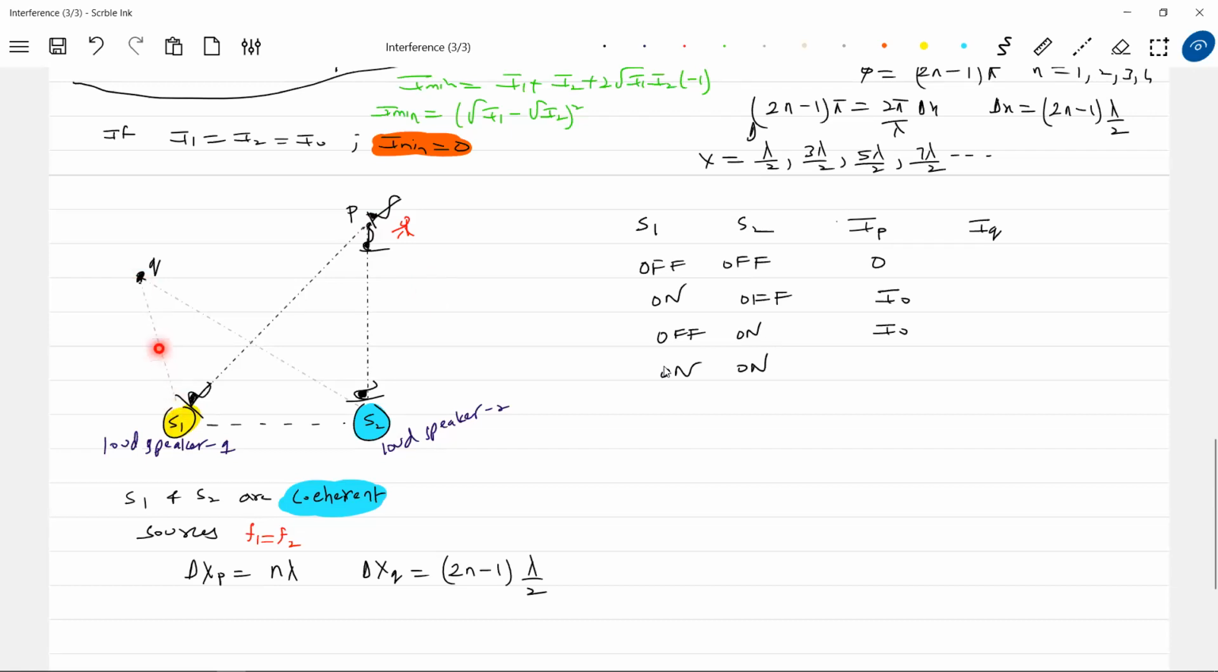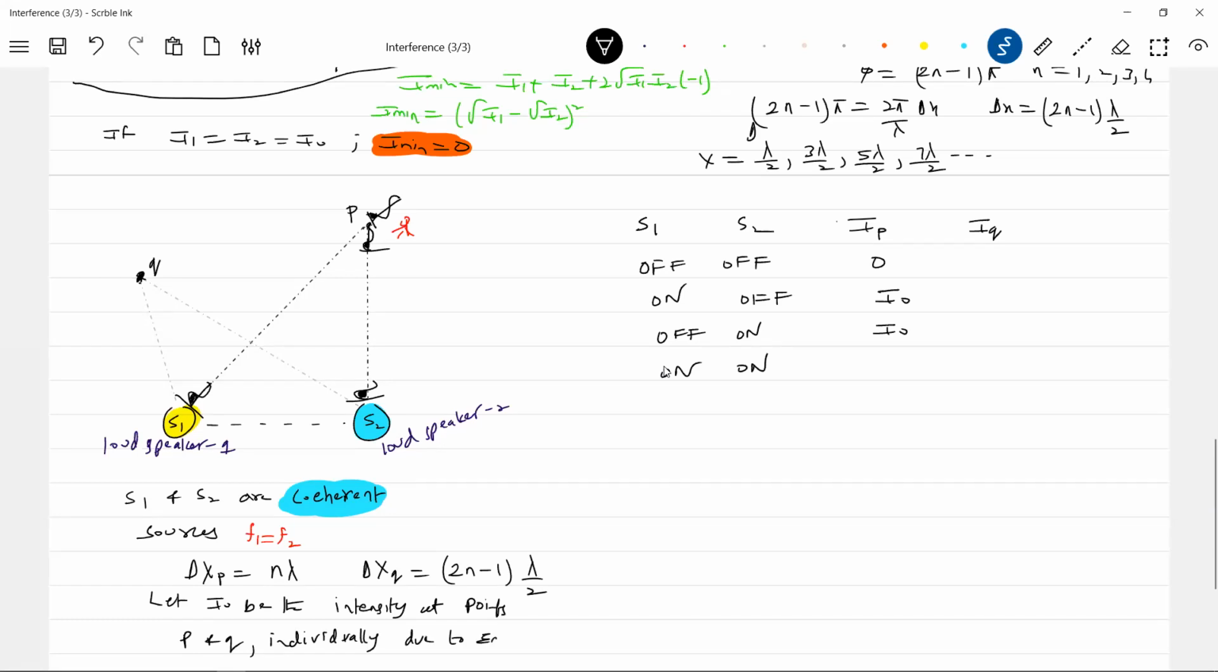Similarly, this wave will move like this, and this wave will move like this. The path difference of the waves arriving here is equal to (2n minus 1) lambda by 2. This is one thing. Again, the power of the sources is so adjusted that the intensity at these points individually due to each source is I naught. There's one more condition I'll put. Let I naught be the intensity at points P and Q individually due to each source.